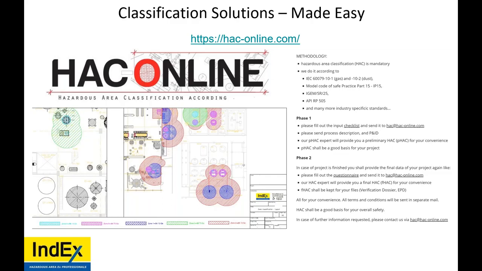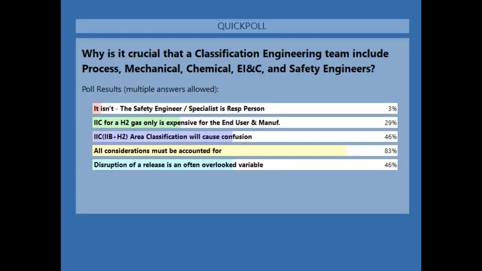Thank you. It isn't the safety. The safety engineer specialist is the responsible one. I would not myself ever choose that option. Safety: what are their competencies in hazardous areas, in electrical, in process, in chemicals? I would not, sorry. 3% on that one.